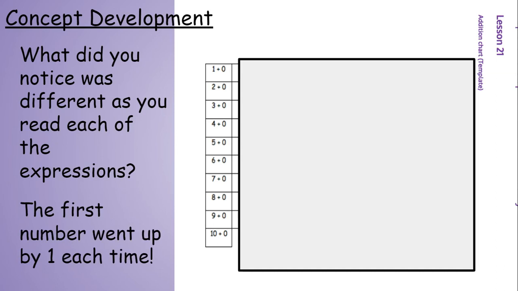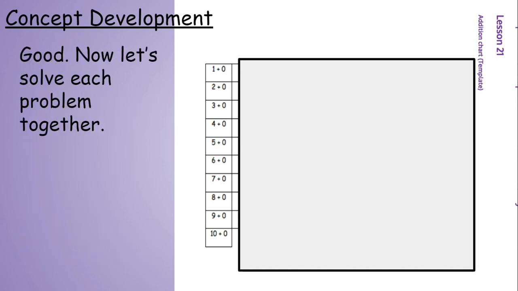The first number went up by 1 each time, and we can see that. We can see the 0 add-ins on the right, and we can see the numbers climb on the left. Good. Now let's solve each problem together.